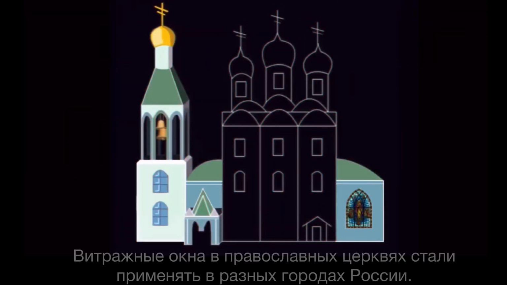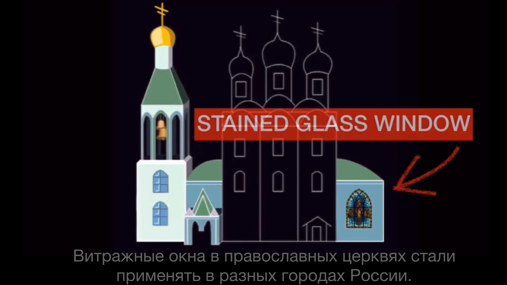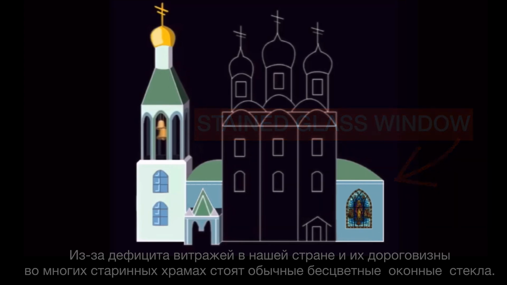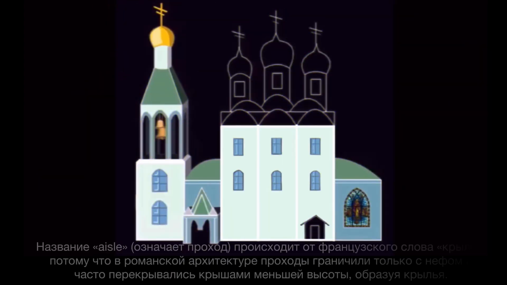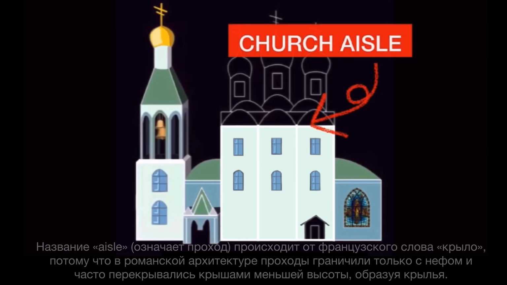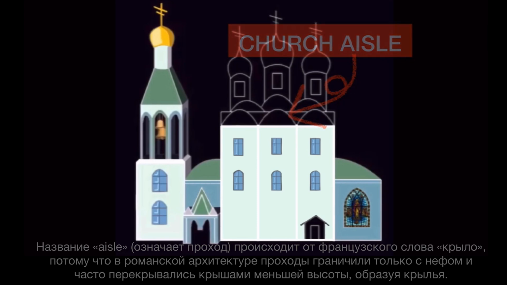Stained glass windows in Orthodox churches began to be used in different cities of Russia. Due to the shortage of stained glass windows in our country and the high cost, in many Asian churches there are ordinary colorless window panes. The name aisle derives from the French for wing, because in Romanesque architecture the aisles flank only the nave and they are often covered by roofs of lower height, thus forming wings.